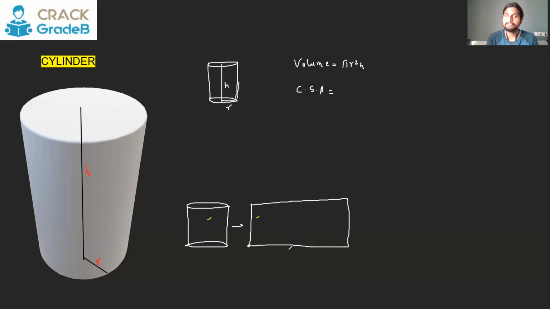So for area, you require the length and breadth. The length here will be the circumference of this circle. That circumference will be opened to form the length of this rectangle. That will be 2 pi r. And this height will be equal to this height. So if this height is h, this height is also h. So area of this rectangle being length into breadth is 2 pi r into h. So curved surface area will also be 2 pi r h.